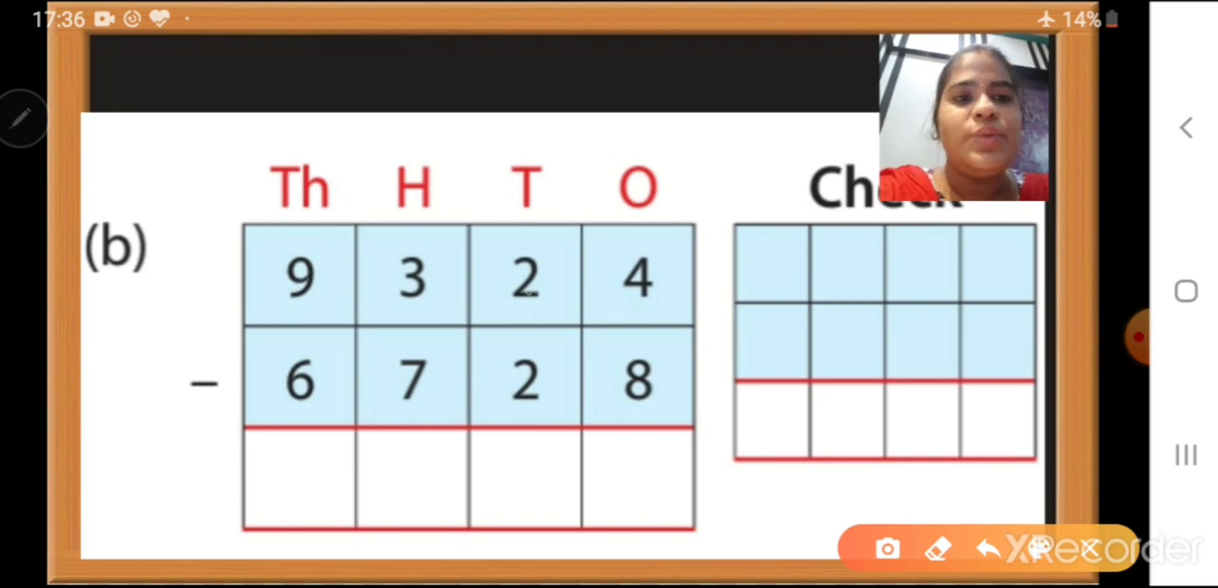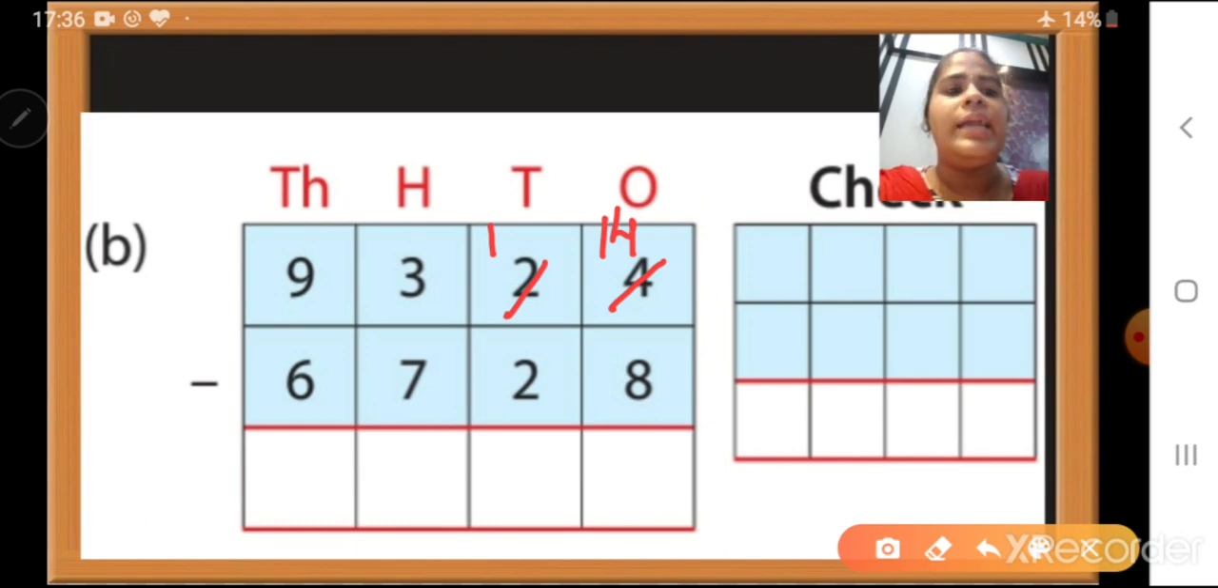In tens place, we have 2 tens. From 2 tens will give us 1 ten. 2 minus 1 is 1. Okay? And 1 ten is equal to 10 ones. In ones place, we already have 4. So, 10 ones plus 4 ones is equal to 14 ones. So, cut 4 and write here 14. This is how we get 14.